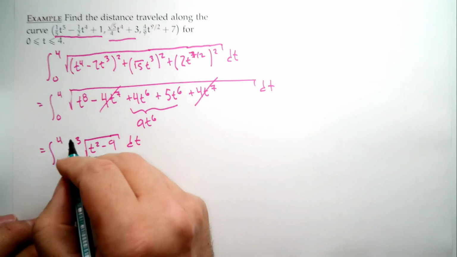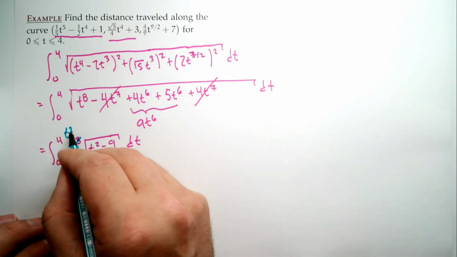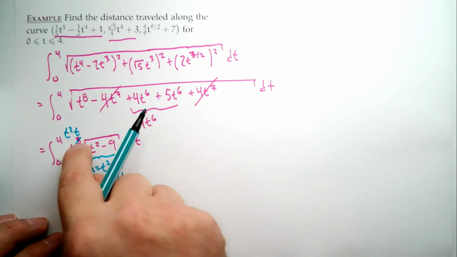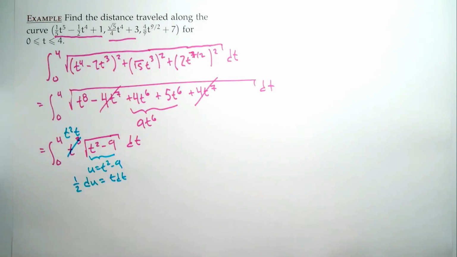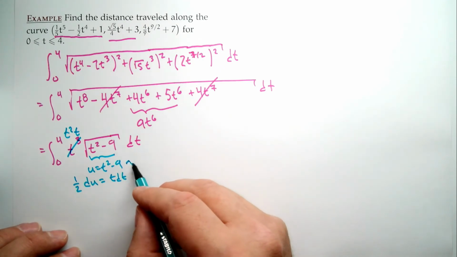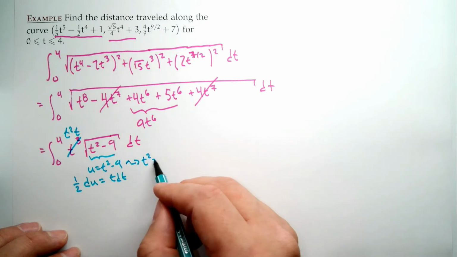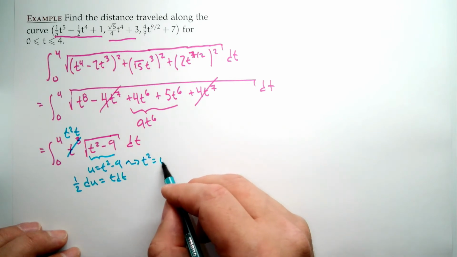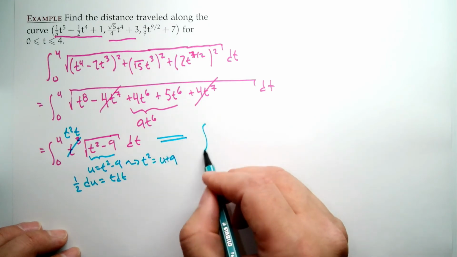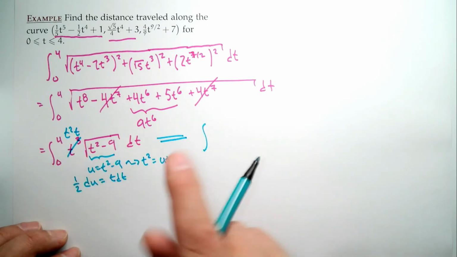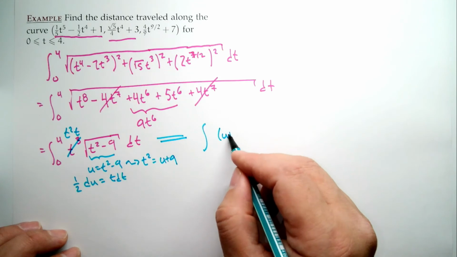Ah, yeah, t cubed. That's t squared times t. So one of the t's is going to attach to the t dt. But now I have another problem. What do I do with that t squared? I can rewrite t squared in terms of u. T squared is u plus 9. So, updating, the t squared becomes u plus 9.